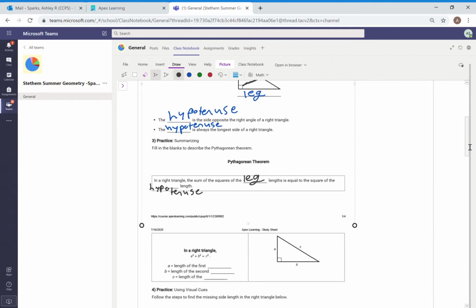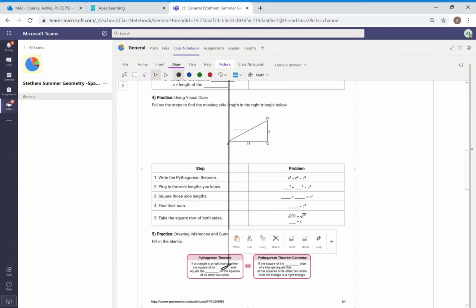In a right triangle, if I add together the squares of the legs, it's going to equal the square of the hypotenuse. What does that mean? Well, it's this very famous formula, a squared plus b squared equals c squared. A is the length of the first leg, and b is the length of the second leg.